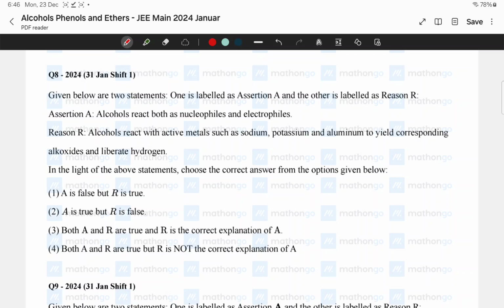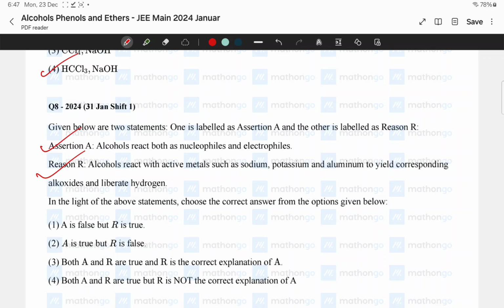Given below are two statements, one labeled assertion and the other labeled as reason. Assertion: alcohols can react both as nucleophiles and electrophiles. Yes, that is correct. From organic chemistry in 11th standard itself, we learn alcohol acts as a nucleophile as well as an electrophile, because it has oxygen lone pairs, hence it can act as nucleophile. Reason: alcohols react with active metals such as sodium, potassium, and aluminium to yield corresponding alkoxides and liberate hydrogen. That's also correct. So I think assertion and reason are both true.